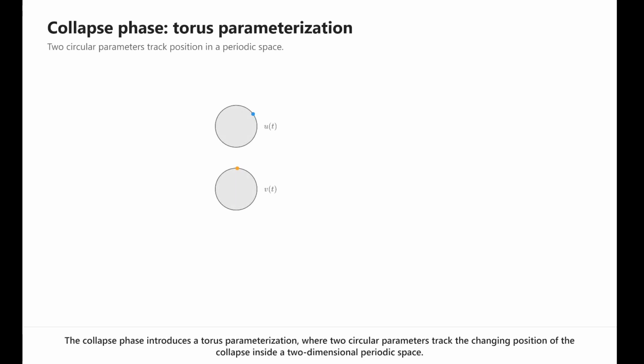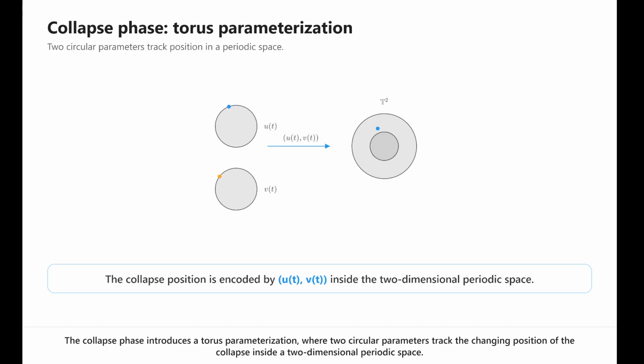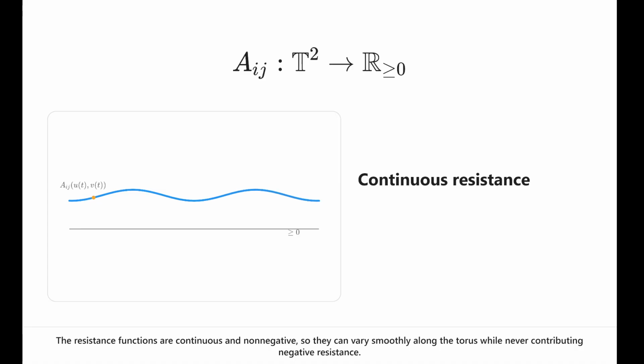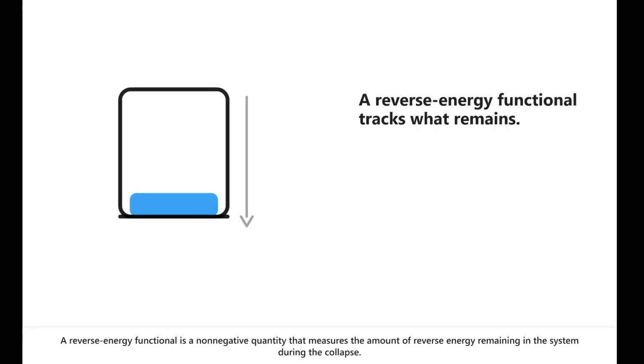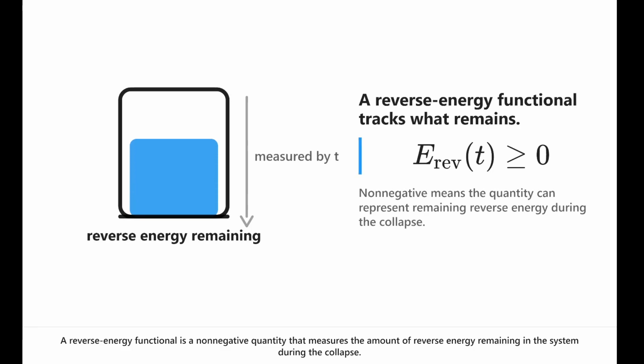The collapse phase introduces a torus parameterization, where two circular parameters track the changing position of the collapse inside a two-dimensional periodic space. The resistance functions are continuous and non-negative, so they can vary smoothly along the torus while never contributing negative resistance. A reverse energy functional is a non-negative quantity that measures the amount of reverse energy remaining in the system during the collapse.